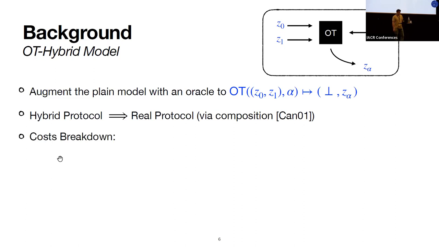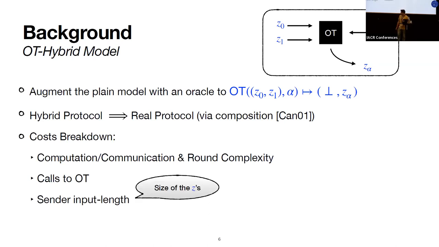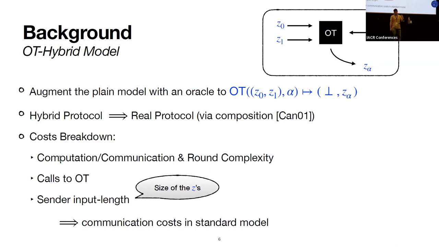Right. So complexity costs in this model are broken down as follows. We have the usual suspects of computation and communication complexity, but we also want to keep track of the following. On one hand, we have the number of Oracle calls to the OT, but also the size of the input of the sender, so the size of the Zs. This metric, the size of the Zs, is important because the longer the inputs in the OT, the more data has to be communicated when compiled in the plain model.